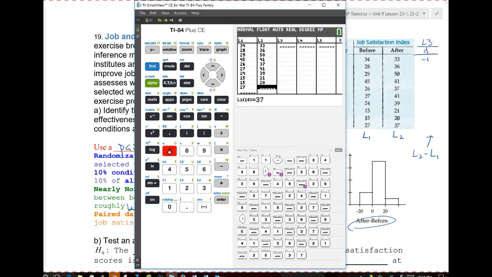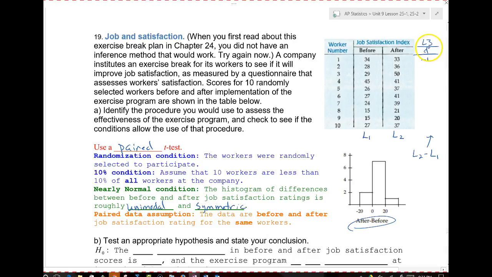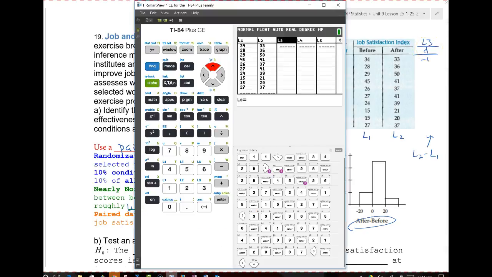Now here's the cool part about it. I can let the calculator still do all the work for me. So arrow up, and then we want to take the after and before. Remember, list 3 is list 2 minus list 1. I want to do the differences. This is the D. I haven't calculated the mean for it yet. So all you have to do is go second, list 2, minus second, list 1.